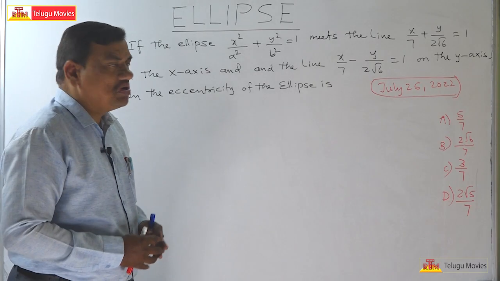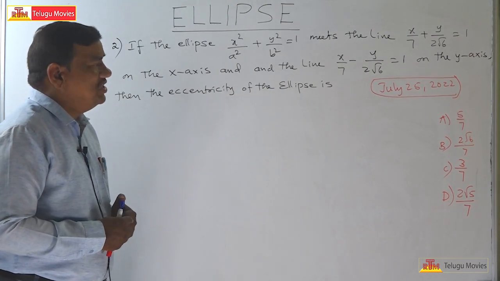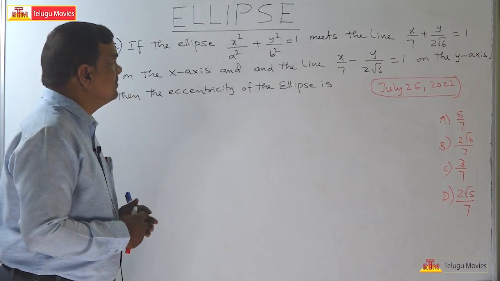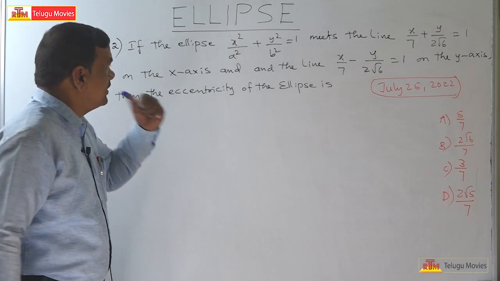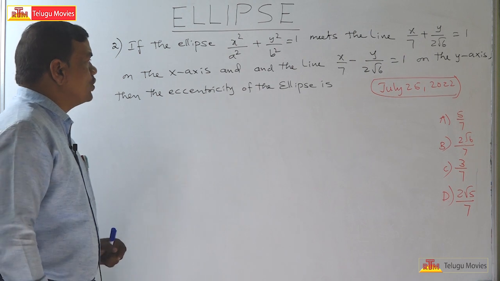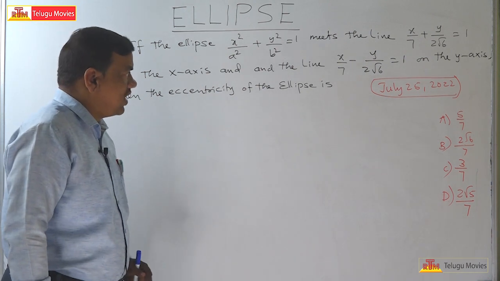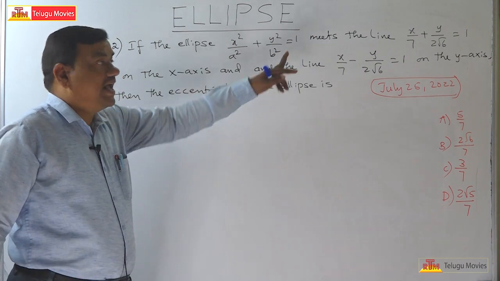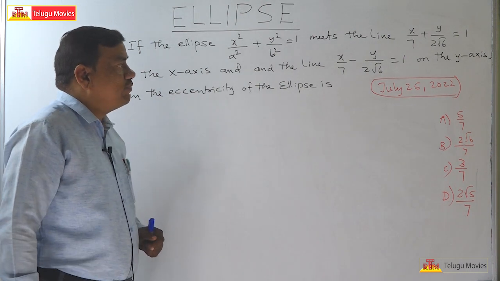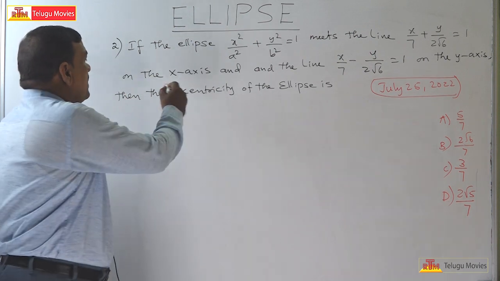So this is also a very, very easy problem. In this also we did not use much concepts from this ellipse. Okay. So let us see the problem first of all. If the ellipse x square by a square plus y square by b square is equal to 1 meets the line x by 7 plus y by 2 root 6 is equal to 1 on the x-axis.